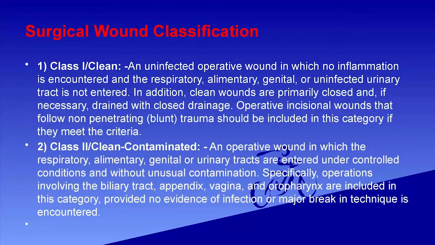They are classified into some categories. The first is class 1, that is clean. An uninfected or clean wound can be distinguished from the criteria as below. An uninfected operative wound in which no inflammation is encountered and the respiratory, alimentary, genital or uninfected urinary tract is entered. In addition, clean wounds are primarily closed and if necessary drained with closed drainage. The example of clean surgery is repair of hernia.